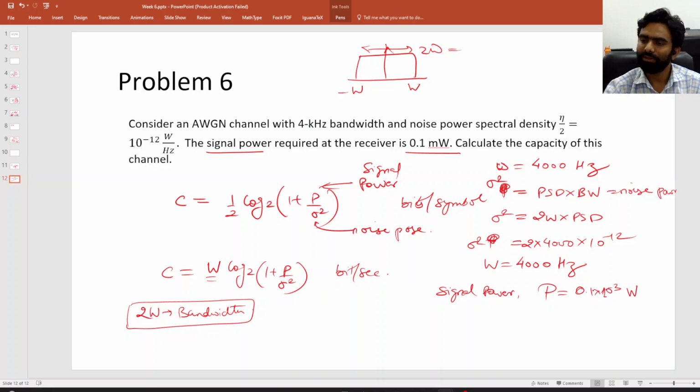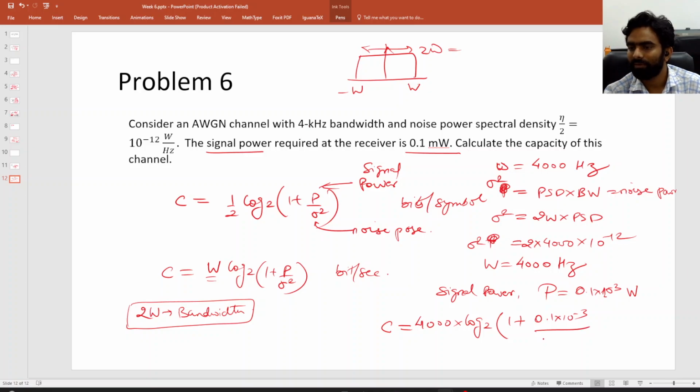So now by putting all these values in this formula, you can directly calculate this. That is 4000 into log 2 of 1 plus 0.1 into 10 raised to the minus 3 divided by 8000 into 10 raised to the minus 12. By solving this one, you will get 54.44 into 10 raised to the power 3 bits per second.